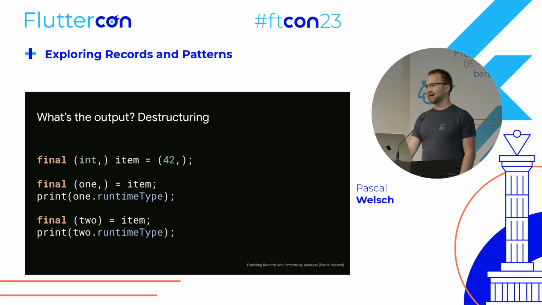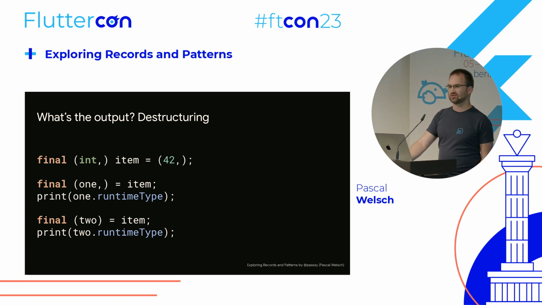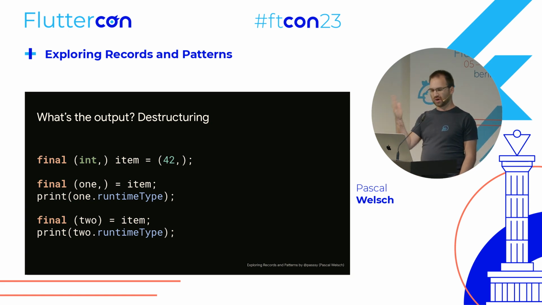We have an item which we already structured, or we have this record called item. It is still a record of a single integer. We can now destructure it and assign it to 1 or 2. So the question is, which one is correct? I guess you know it because you always need a comma to tell the compiler that it is a record.